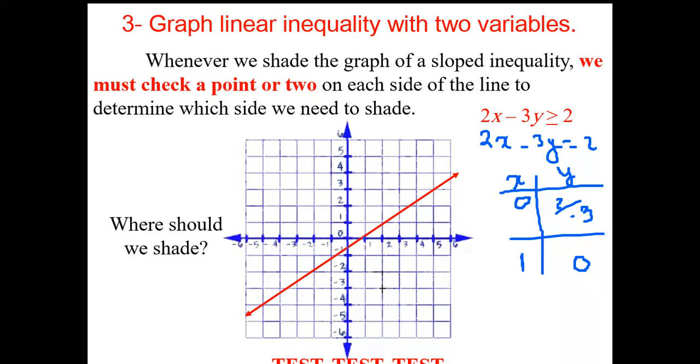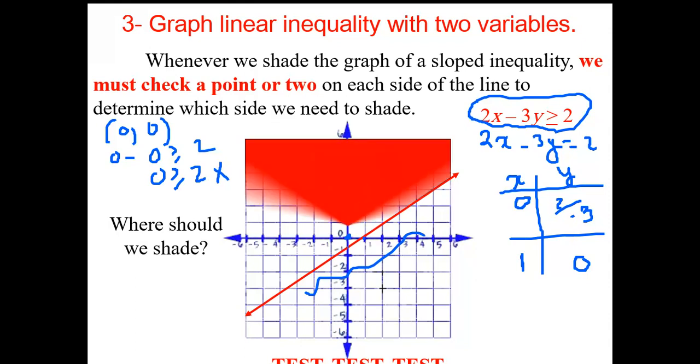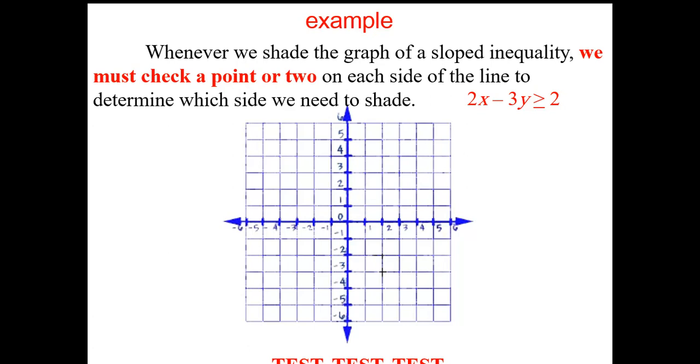It means 0 is not in the shading part. 0 is not in the solution part. So I'm going to shade where 0 doesn't exist. So I'm going to shade the other part. You're going to see how we're going to shade it. Is it the correct shading? Sure, no. So where I'm going to shade here, you're going to see it.